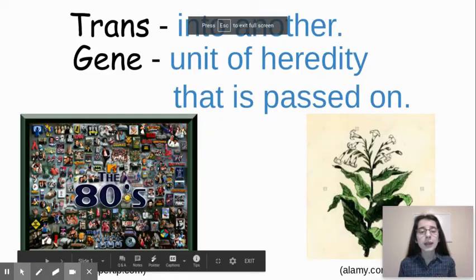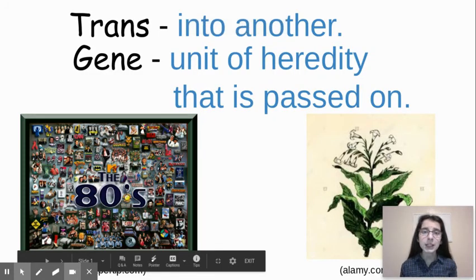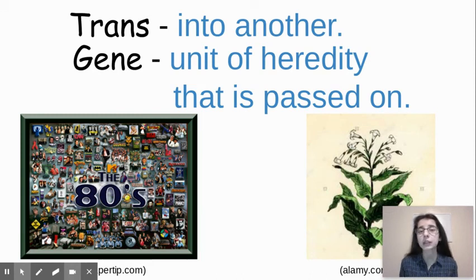In case you missed it the first time, I said the scenario would create another transgenic plant. Let's hear that again. Another transgenic plant. So, what is a transgenic plant? Trans means into another, and gene is the unit of heredity that can be passed on. So a transgenic plant is a plant that has a gene incorporated into its DNA that can be passed on.